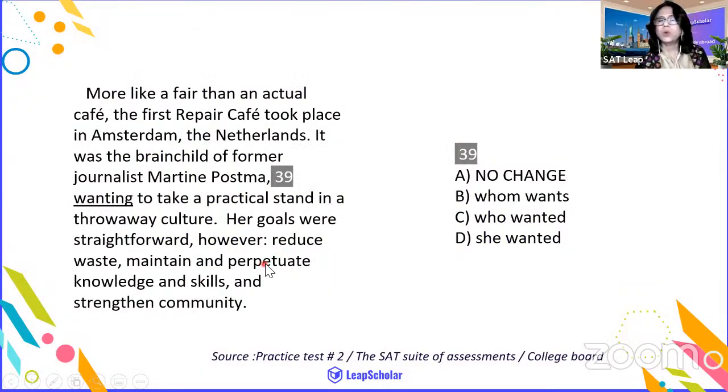Okay, so let's go on to the next question. This is a slightly more interesting question. Okay, now what is this question testing?